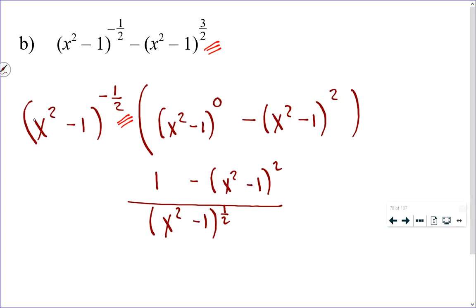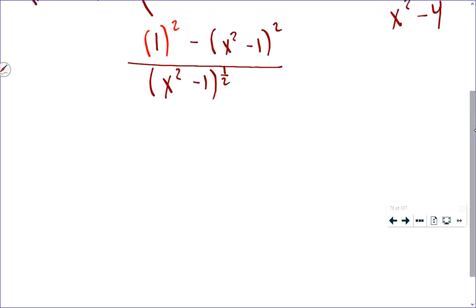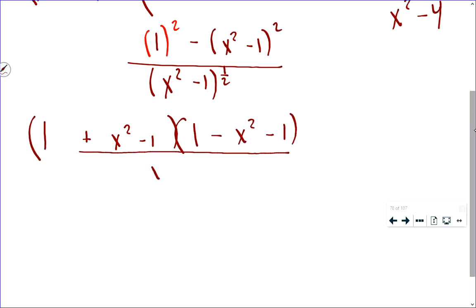Look at the bigger picture. This is not math 10 or 20 or even 30. It's not x squared minus 4 that's going to be the difference of squares. It's anything squared minus anything squared. We have a difference of squares. So it will factor into 1 plus x squared minus 1 and 1 minus x squared minus 1. Is everybody fine with that? Nobody is not fine with that.